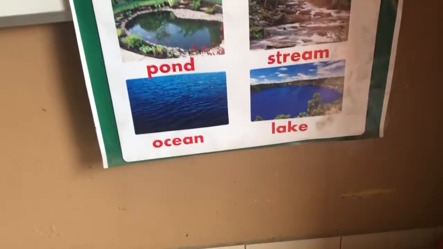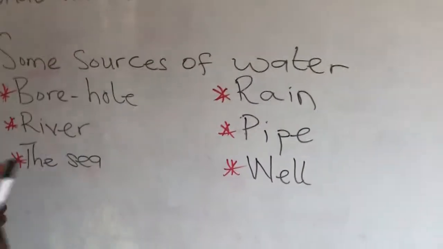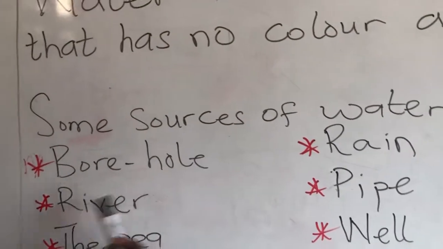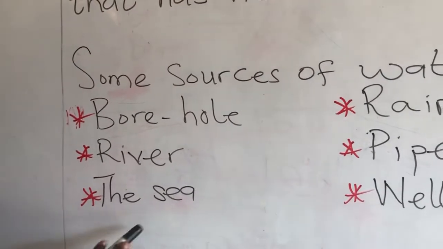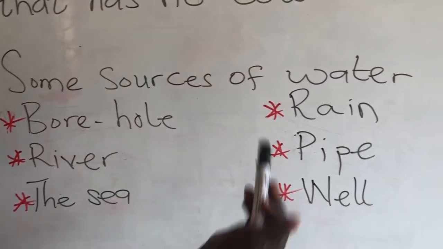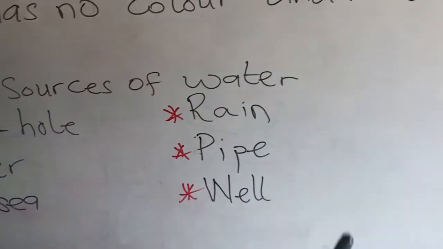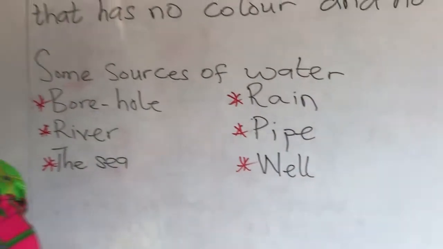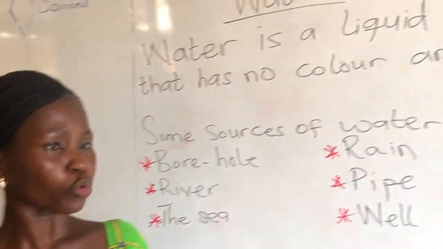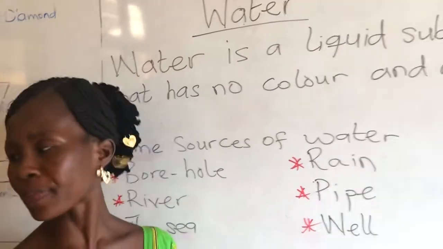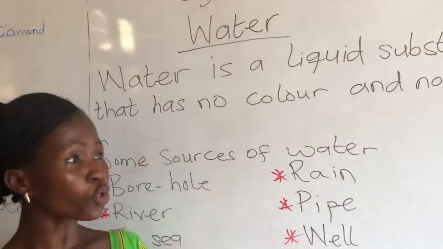Now, where else can you get water? You can also get water from our pipe. So I wrote borehole, river, the sea. You can also get water from the sea. Rain, pipe, the stand pipe. In houses, we have our pipe. When you come to school too, there is a pipe here that you fetch water to drink.